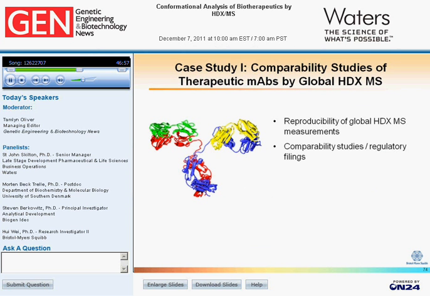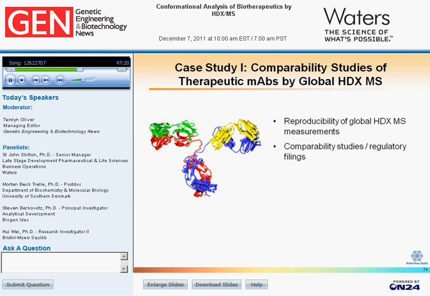In this case study, we characterized the conformation of a recombinant therapeutic monoclonal antibody using global HDX-MS. We evaluated the reproducibility of the global HDX-MS and used the method for comparison studies of a monoclonal antibody in different formulation conditions. Next slide.